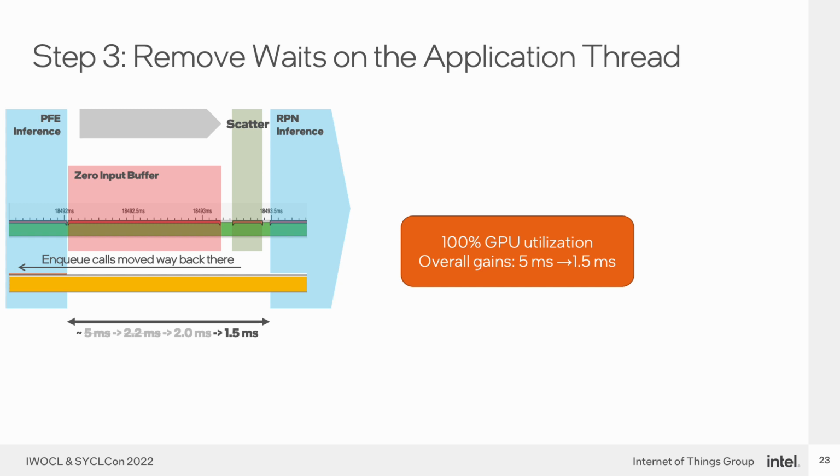Great. So we were able to decrease the original 5 milliseconds between both inference calls to about 1.5 milliseconds. Not bad, considering we didn't optimize any of the actual compute work. We only optimized the handover of the work between the APIs.